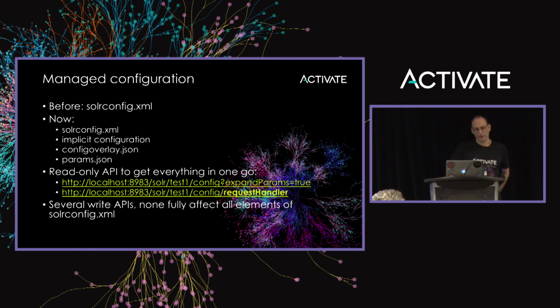Okay, managing configuration, solrconfig.xml. It used to be just solrconfig.xml. Very importantly now, we have a solrconfig.xml, we have implicit configuration that you can only access through the API, we have a config overlay that overlays the Solr config, and we have params.json, which is super useful, but you need to know it's there and reference it correctly. You have a read-only API to get everything. Notice the additional parameter to show truly everything. And there are subsets you can call if you just want partial information. That's all in JSON, of course. There are several write APIs, none of them fully affecting all elements of solrconfig.xml. It's still a complex beast, that file.